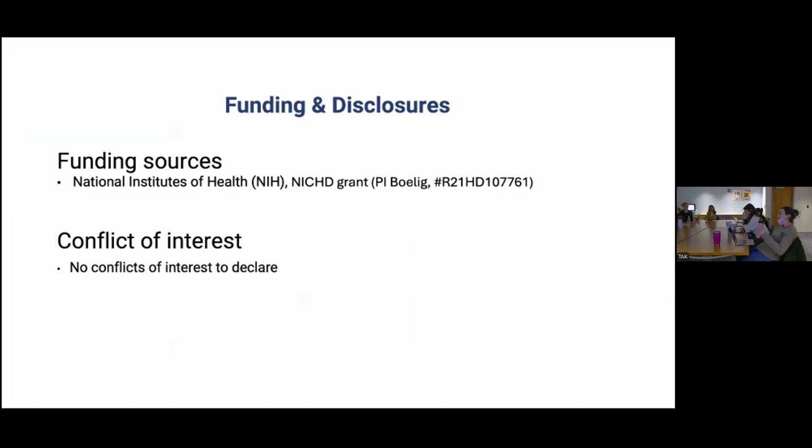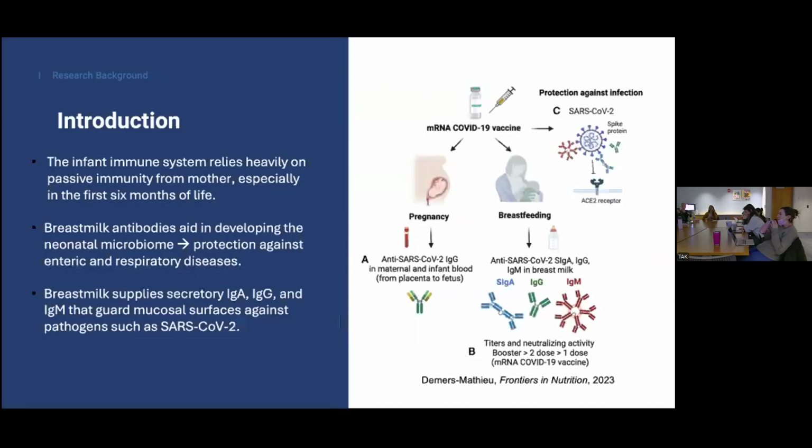Okay. These are my funding sources, and I have no conflicts of interest. Okay, so we know that the infant immune system relies heavily on passive immunity from mother, especially in the first 6 months of life. So we know that breast milk antibodies aid in the developing neonatal microbiome, especially protection against enteric and respiratory diseases. So in general, breast milk will supply secretory IgA, IgG, and IgMs that will guard mucosal surfaces against pathogens like the COVID virus.